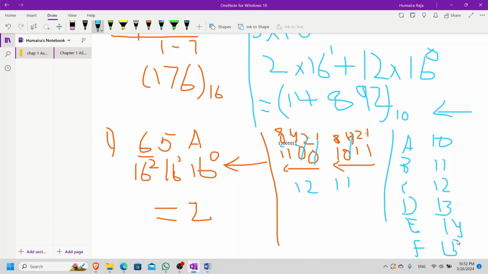According to this table, what is the value of 12? We can represent 12 with C, and 11 is represented by B. So this is our final answer. We can also write it like this, with a base of 16. I hope it is clear.